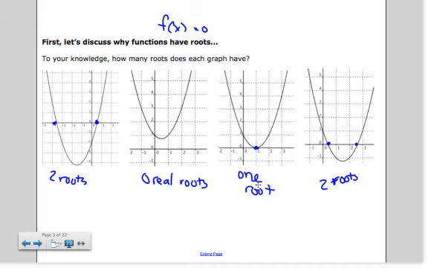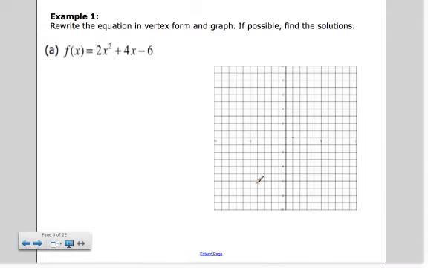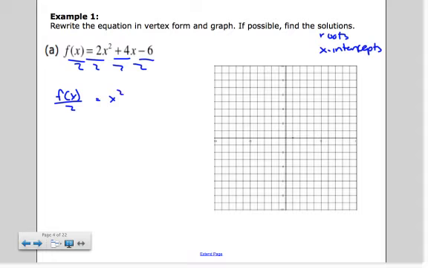Let's rewrite the equation in vertex form and graph it, and we're going to find the solutions or the roots or the x-intercepts. These are all the same thing: roots, x-intercepts. First, divide by a. So I'm going to divide everything by a. That's f of x over 2 equals x squared plus 2x minus 3.